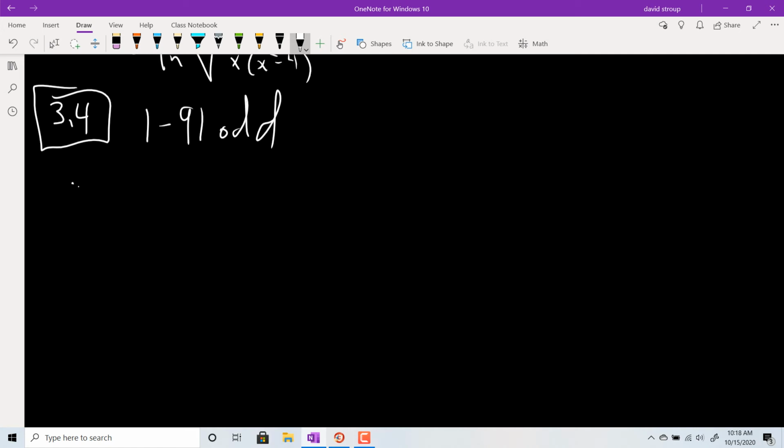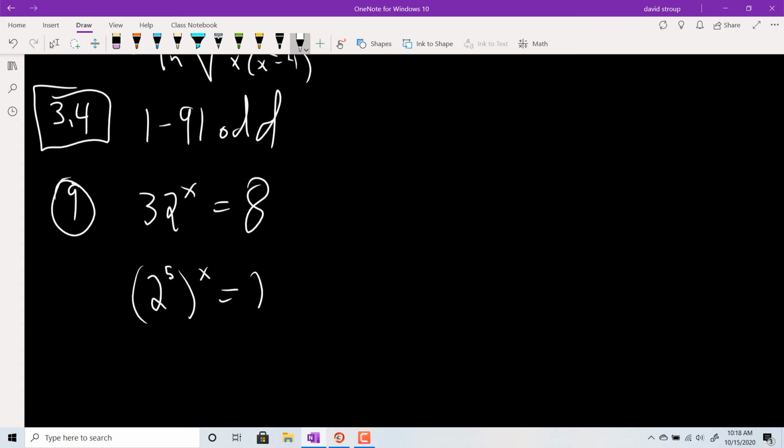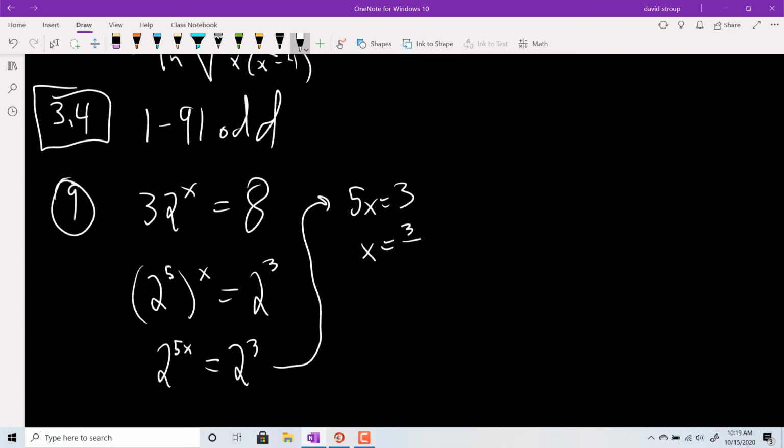Okay, so first let's do the sort of equate the base type problem. And honestly, you could just take the log on both sides of these as well, but let's just try to keep with the book. So I could turn both of the sides into base 2, right? 32 is the same as 2 to the 5th. And then 8 is the same as 2 cubed. Okay. 2 to the 5th raised to the x, you multiply exponents in those cases. And then finally, we can equate the exponents. So 5x equals 3, and then x equals 3/5. Okay.